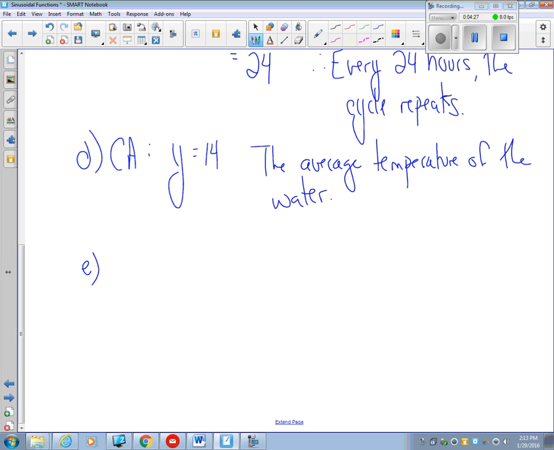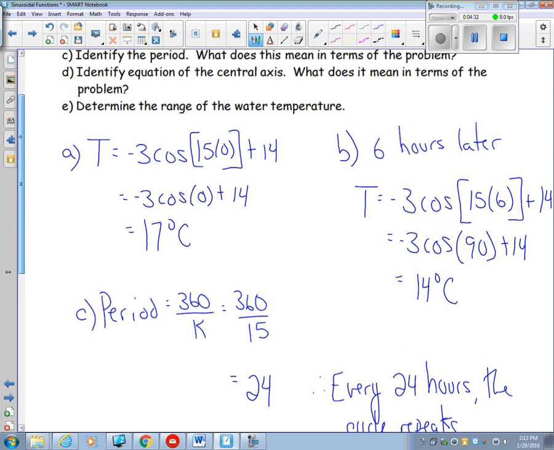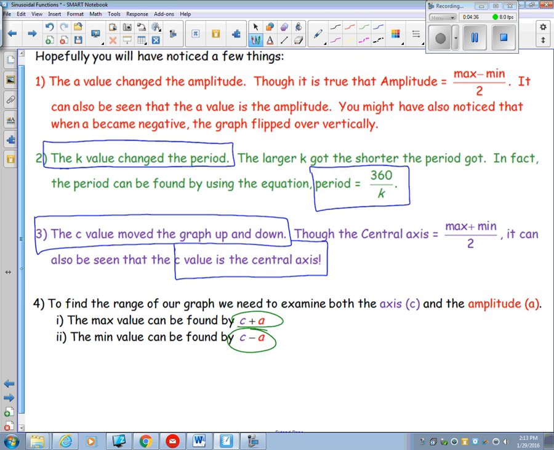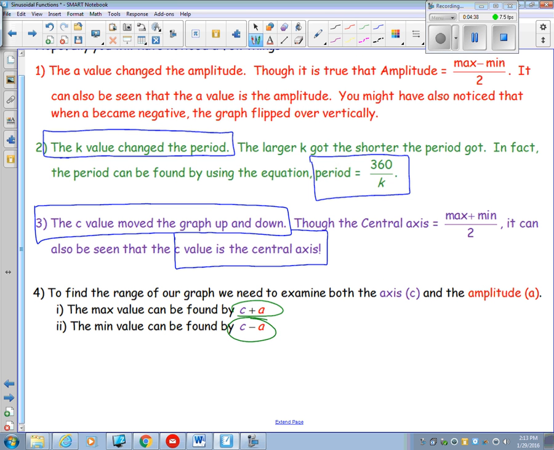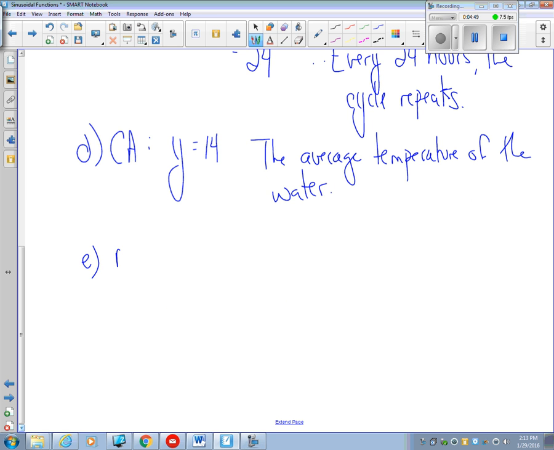Okay, and then part E, last part. What's the range of the water temperature? How far does it go? Okay, again, on the last page, we talked about, and I pointed this one out to you guys, the max value can be found by using C plus A, and the min can be found by C minus A. And what did I say about that? I said that my max is made up of my average, my C value, plus my change from average, my change from amplitude. What is the amplitude?